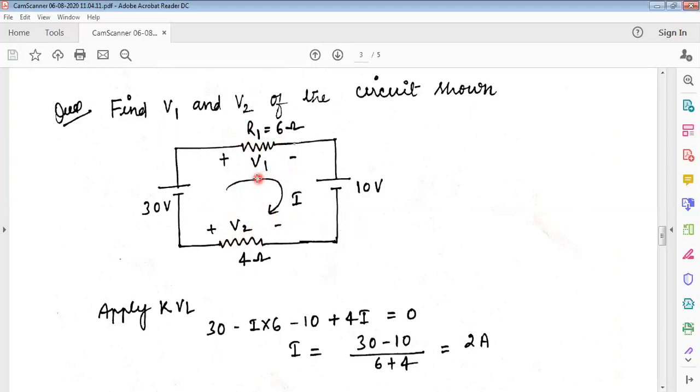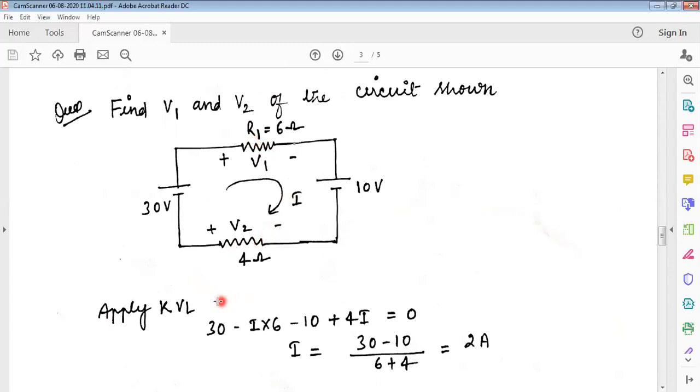And what is the value of V1? V1 is nothing but the 6 ohm resistor multiplied by the current. What is the value of V2? The 4 ohm resistor multiplied by the current. Equate the voltage drop to the voltage rise, find the value of current, and then find V1 and V2. Like this you can do it.